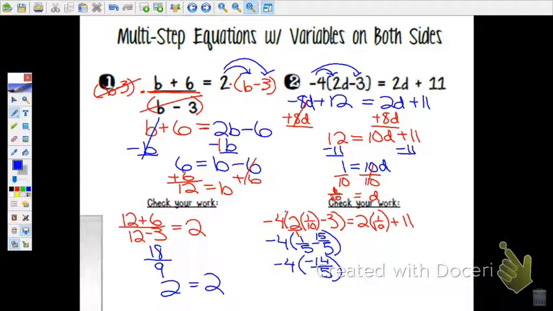And then I need to multiply that with my negative 4, or negative 4 over 1. So I multiply straight across. Negative 4 times negative 14 gives me a positive 56 over 5. Now I'm going to work on the right-hand side.